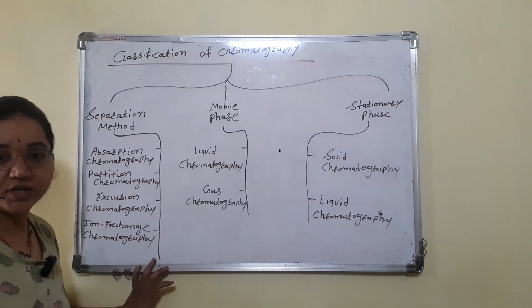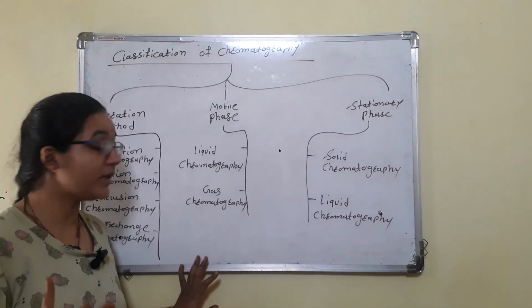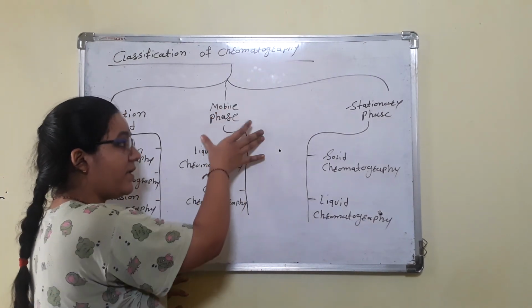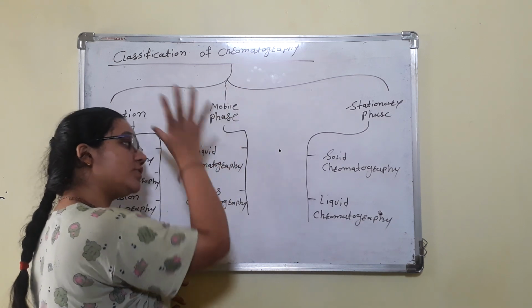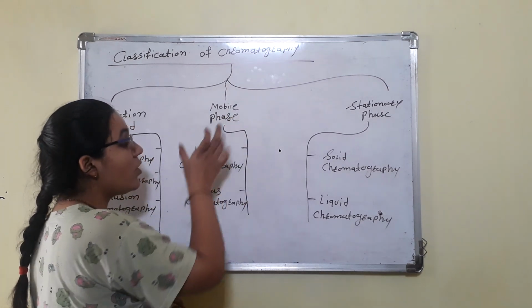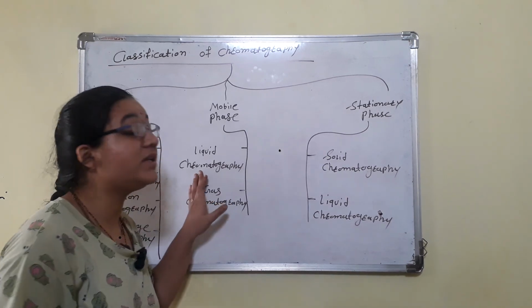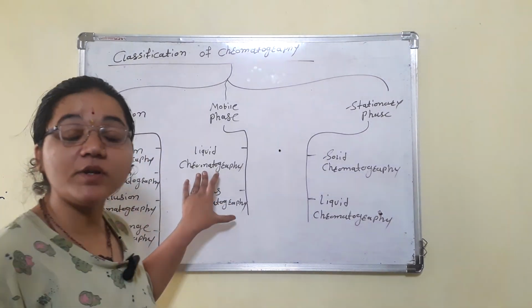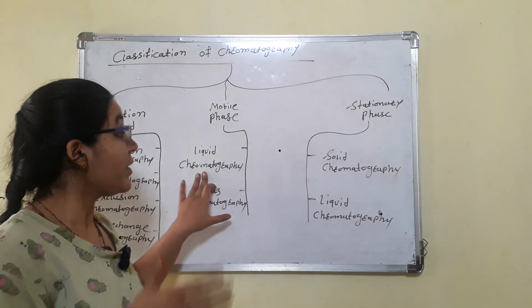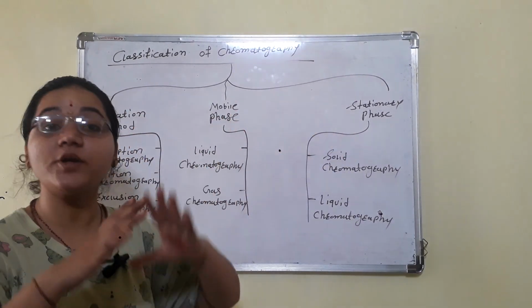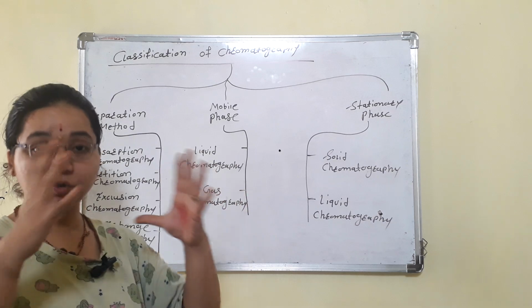Next is the mobile phase. We know that the mobile phase is always a liquid or a gas. So the first type is liquid chromatography. What is liquid chromatography? In this technique, the mobile phase and stationary phase interact with each other, and then our components are separated.